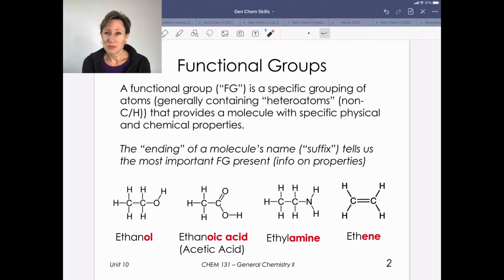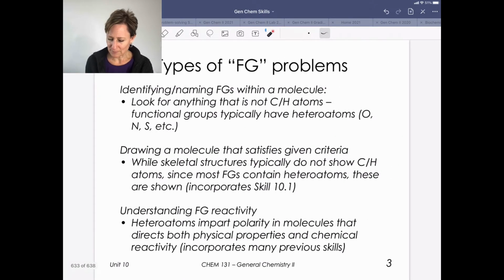So right now there's going to be about 16 names of things that you need to be able to know, recognize, draw, and think about their chemical reactivity. And I know that's a lot. It's going to be just one lecture that's an overview here, but it's going to set you up so well to be successful in organic chemistry. So what are the kinds of functional group problems you're going to see? Well, I just kind of mentioned them.